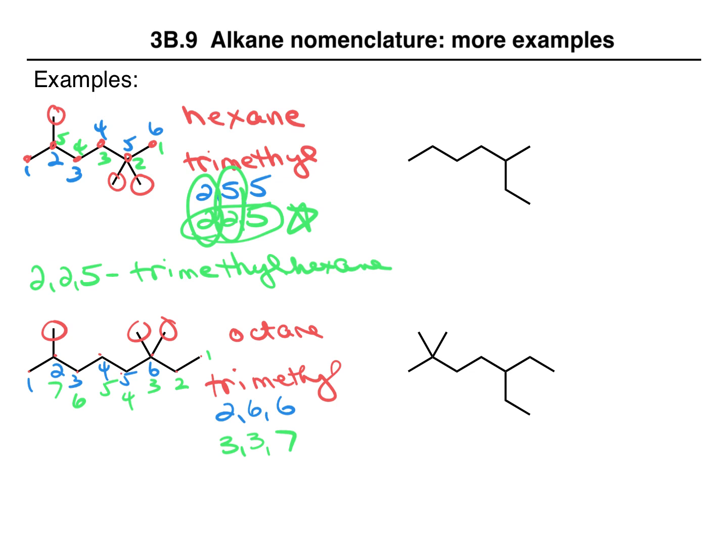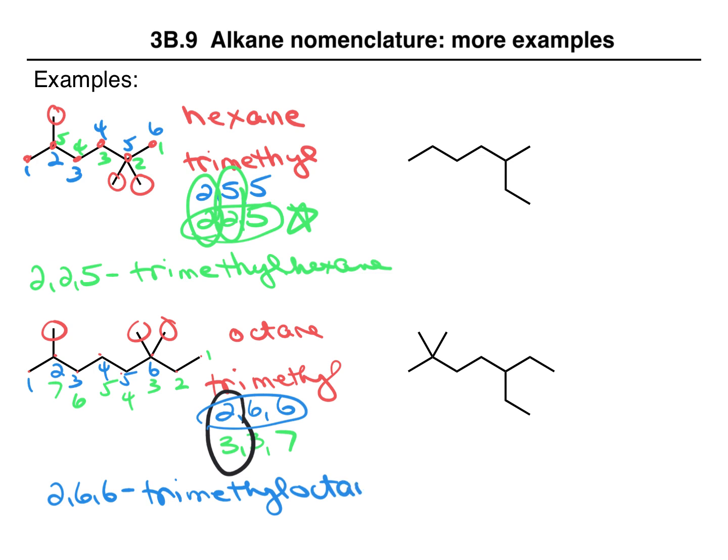We're not interested in looking at overall how much does it add up to. Instead, we're just looking for the first point of difference. Going the blue way, we start out with 2. Going the green way, we start out with 3. So we are going blue. So this is 2,6,6-trimethyl octane. All right, let's come up to the top right.